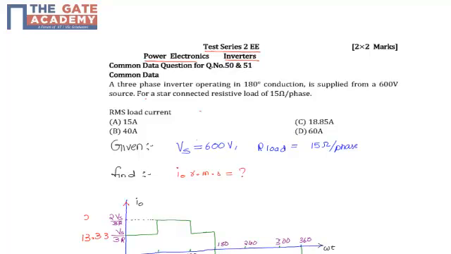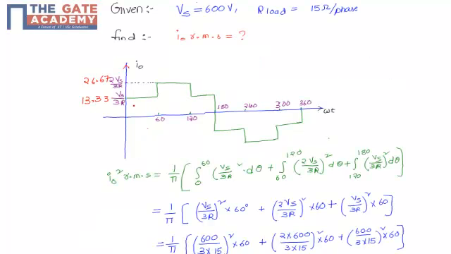The value of this one is 13.33 and this one is 26.67. We know the supply voltage is 600, divided by 3 into 15, since R is 15 in the given question. Then we get the value of 13.33, and the same thing into 2 gives 26.67. First conduction mode is up to 60 degrees. After that it is 2 into Vs by 3R up to 120 degrees. Again it conducts up to 180 degrees with Vs by 3R, and then it is in the non-conduction state.